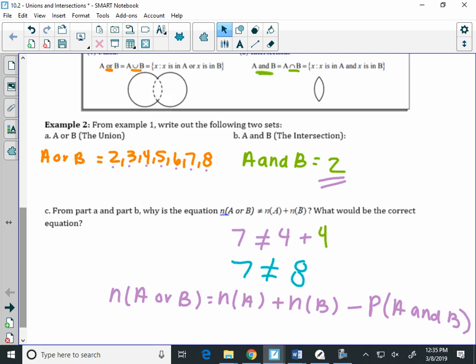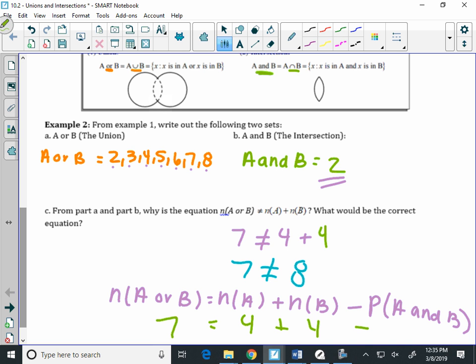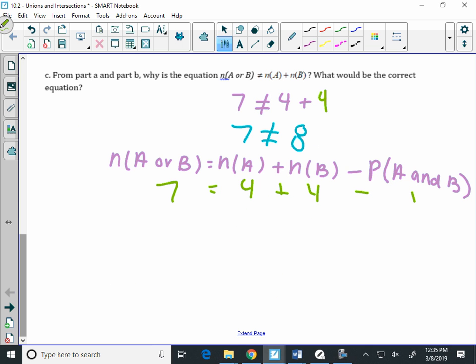Because now if we did 7 is equal to 4 plus 4 minus, how many were in our intersection? Well, how many outcomes were in our intersection? There's only one number in our intersection. It happens to be 2, but there's only one number. Now when we do this, 7 is equal to 7, because 4 plus 4 is 8. Subtract the intersection to get rid of that repeated number. Now we get the right amount. We have to subtract the intersection to get rid of those repeating values. So we double count, because they're in both sets.